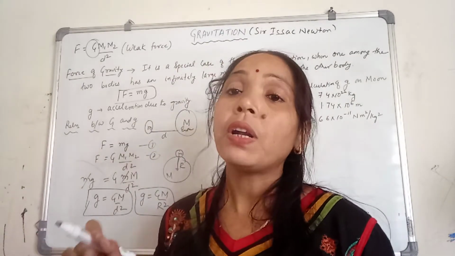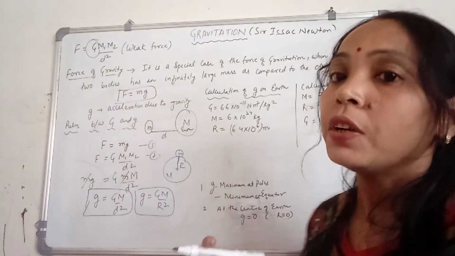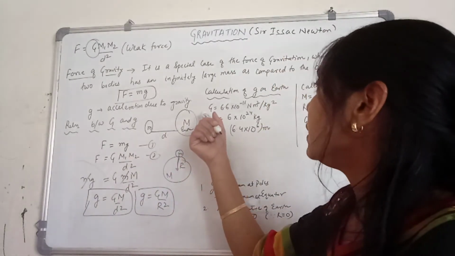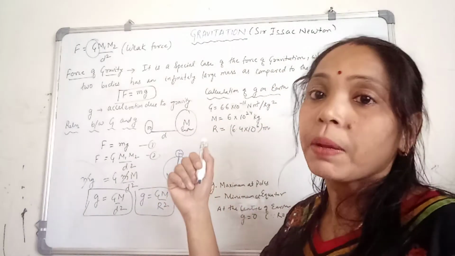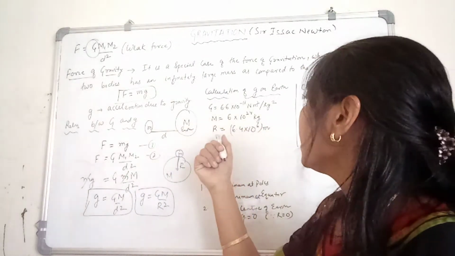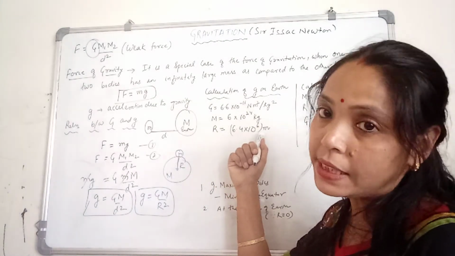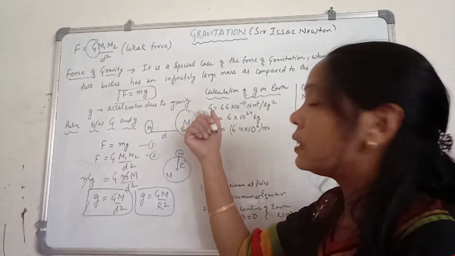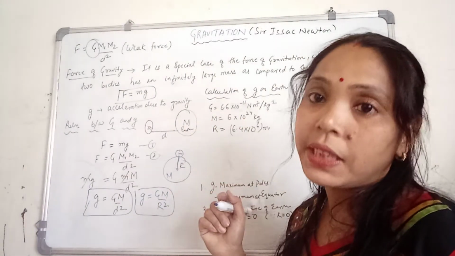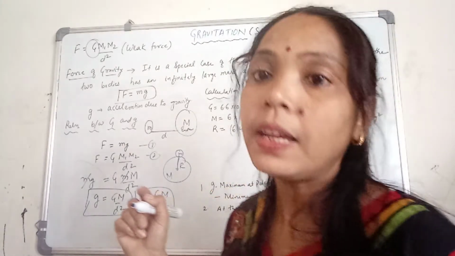Let's first see what the value of the acceleration due to gravity on the earth is. To find it, we have to consider the mass of the earth. Mass of the earth is 6 into 10 to the power 24 kg, and the radius of the earth is 6.4 into 10 to the power 6 meter. And gravitational constant G, we know, is 6.6 into 10 to the power minus 11 Newton meter square per kg square.